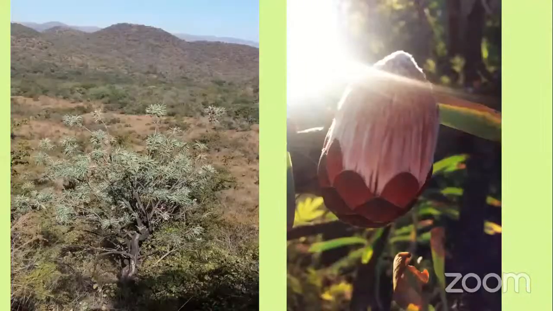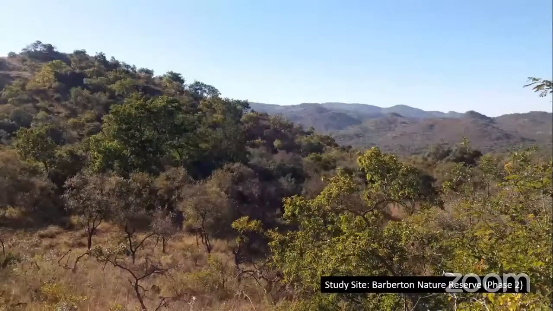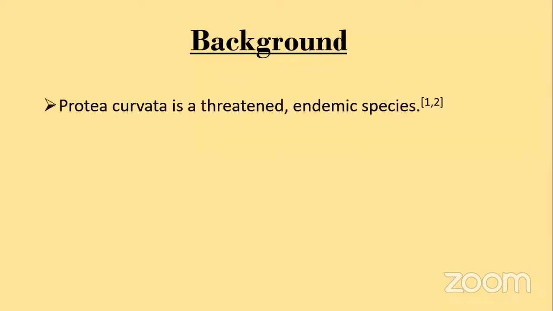The species I worked on is Protea curvata. It's a beautiful tree with pale green leaves and pink flower heads, or inflorescences. It begins budding in April, and the flowering season is from June till November. Protea curvata populations are found on mountains that are characterized by serpentine soils. What makes the species of interest is that in the IUCN, it was classified as a vulnerable species.